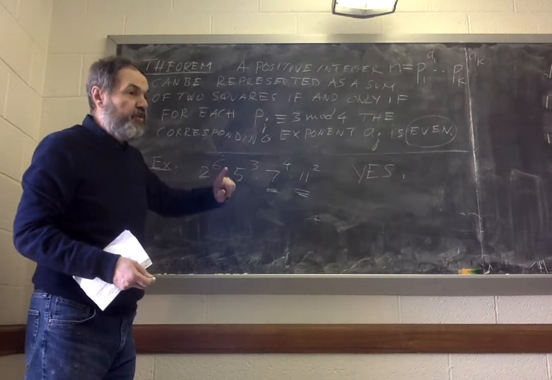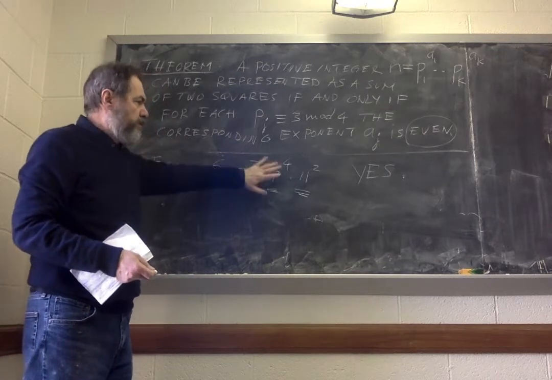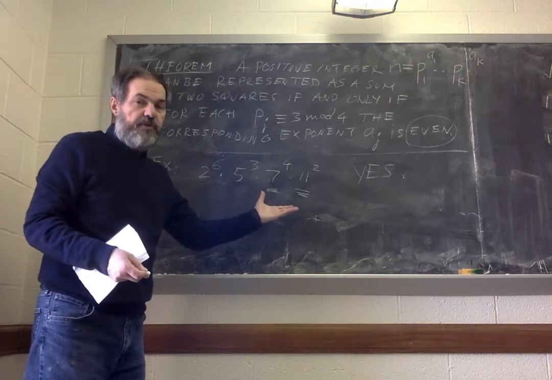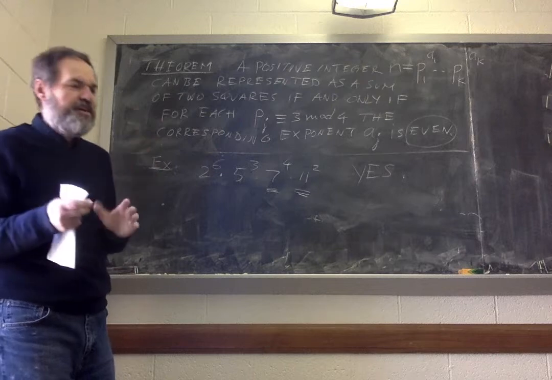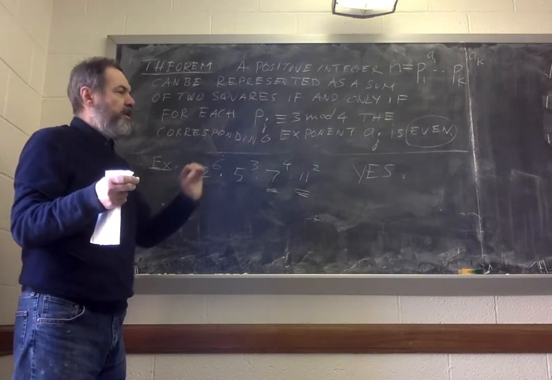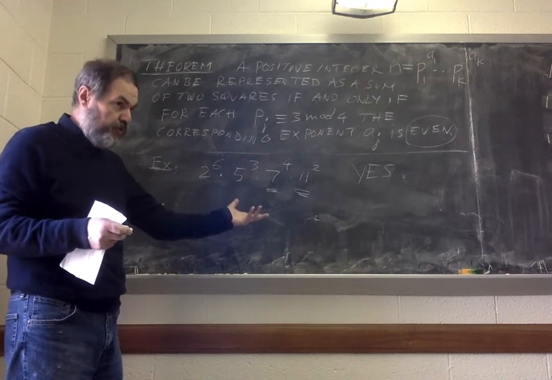5 is congruent to 1 mod 4, and we know that 5 is a sum of two squares, so it won't bother us. Now, if you ask me to write a number as a sum of two squares, that's a different question. In this new exam, we only look at, as I said, the qualitative statement: is it a sum of two squares or not? But if you ask me to write it as a sum of two squares, then I can do that.